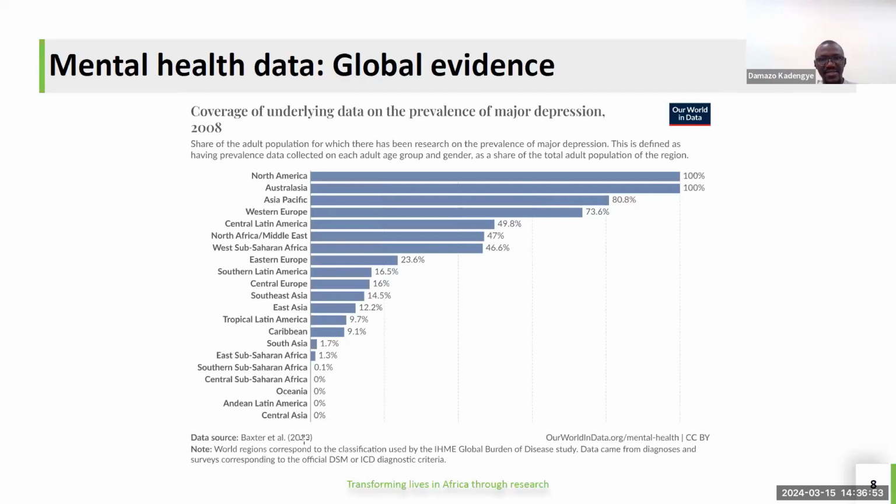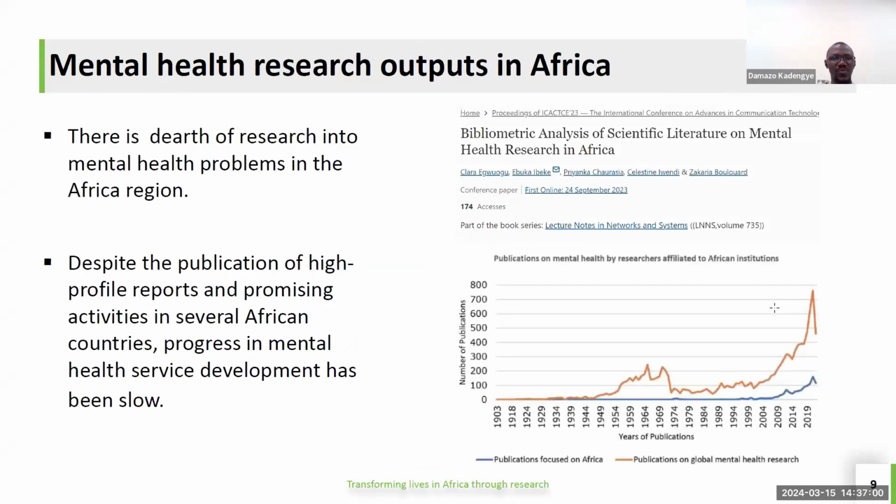So why? For this particular why? That actually speaks to why we are very keen in this particular area. I have another graph here, which actually shows that there is scarcity of research outputs in the area of mental health in Africa. So this stretches from 1903 to around 2019, which is obtained from this publication there.